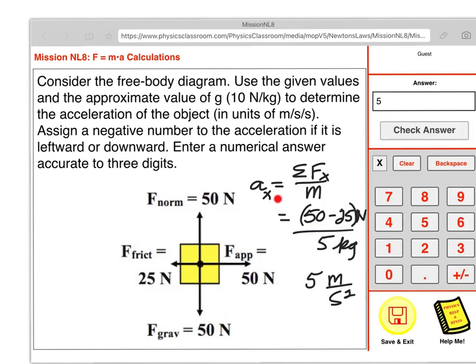So this one's the same as the one we did 2 problems ago. We have the acceleration in the x direction. It's just going to be the net force divided by the mass. And so we have 50 newtons minus 25 newtons divided by 5 kilograms. I got that from the gravity force, dividing the 50 newtons by the 10, right, to get the mass. And that gives us 5 meters per second squared. And let's check that.